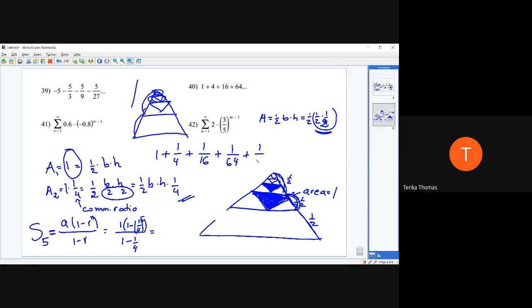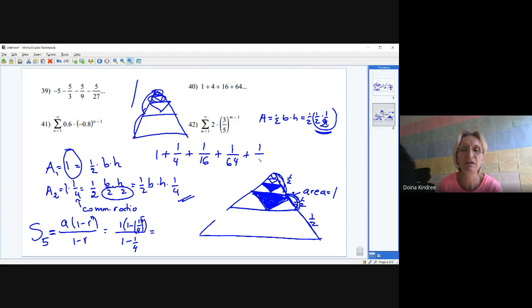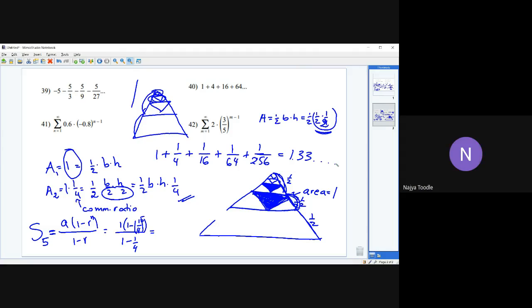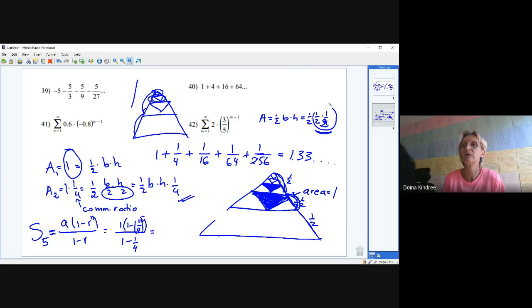Okay, and now you see, these are only 5 terms. You can really put them in the calculator right now and get that 1.33 and so on. But if they ask you how much is the sum of these 20 triangles, you want to use the formula, yeah?